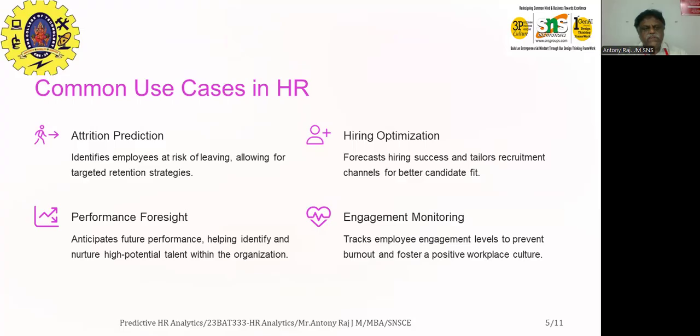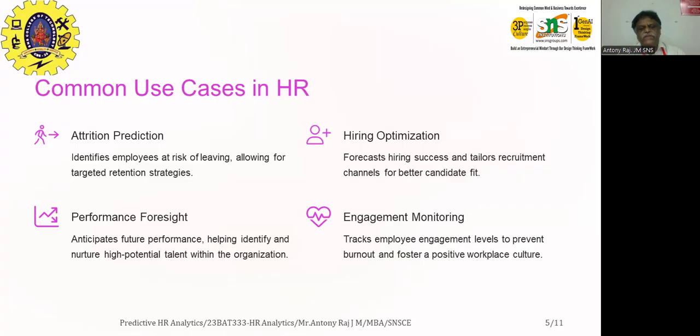Now, some of the common areas where this predictive analytics is used is attrition prediction. It's a very, very important area because as an HR department in an organization, it is very important that you know which are the employees who are at risk of leaving. So that we can work out targeted retention strategies for them. And hiring optimization. So, which is the best channel for hiring a candidate, and how to get a candidate who has a good fit.